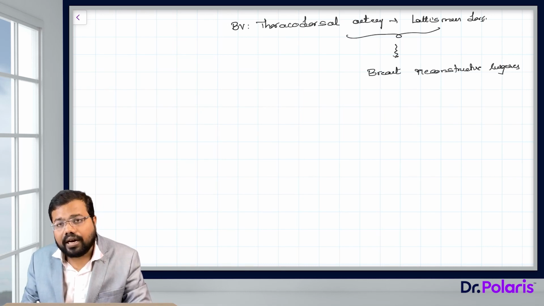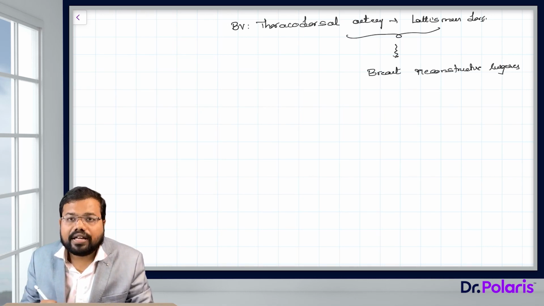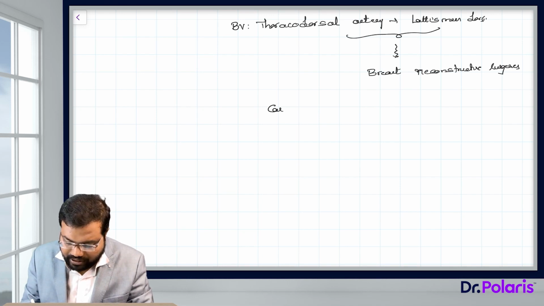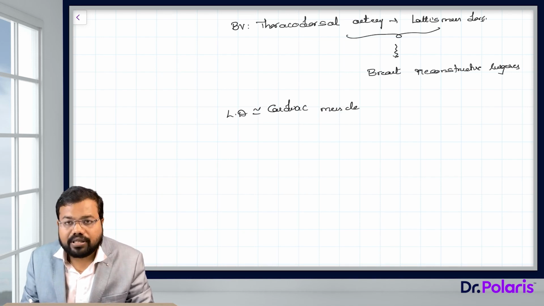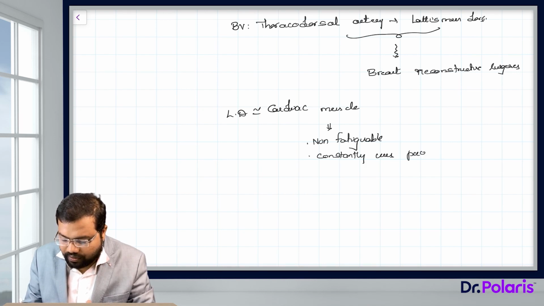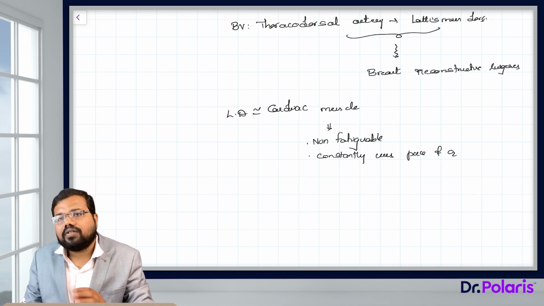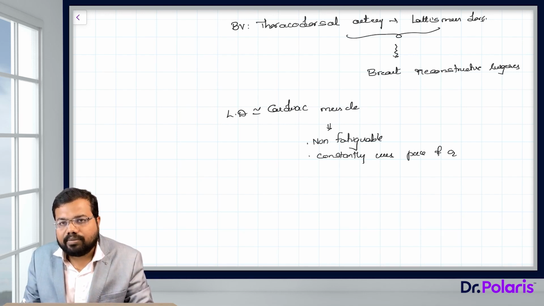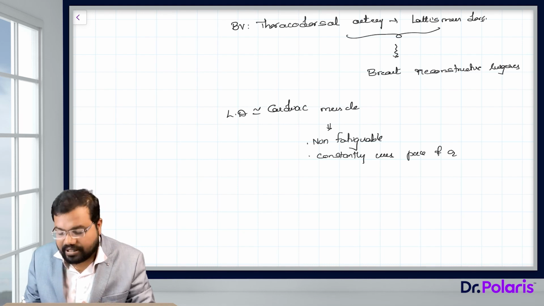Okay, and it also acts like a cardiac muscle. Why is it acting like a cardiac muscle? Latissimus dorsi has many features like the cardiac muscle. So whenever there is damage to the cardiac muscle, this latissimus dorsi is used in its place. Why? Because it is non-fatigable, first thing, and second, its pace of oxygen usage is at a constant level. Because of these two reasons, it can be used as a replacement for the cardiac muscle.